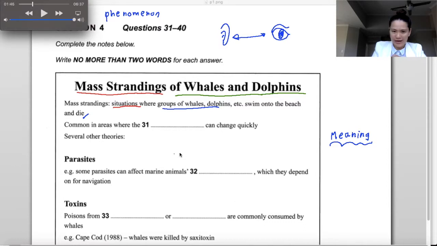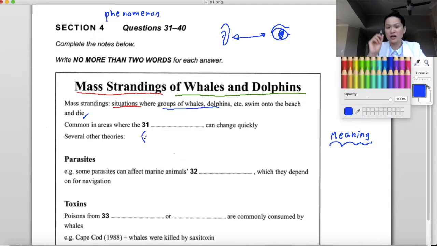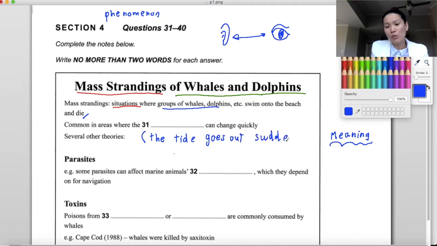They said sometimes, okay, in this bracket I will write in blue what we hear. You hear sometimes the tide, with no S. You know tide, right? The level of water, rising and falling. The tide goes out suddenly. That's what you hear: the tide goes out suddenly. That means it changes quickly. You have to associate. I use a different color for you: pink. Change is associated with go out quickly, fast, like suddenly. So your answer is tide.